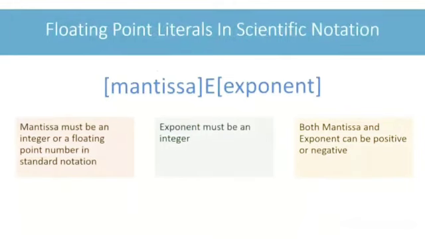In scientific notation, the floating point literal consists of two parts: the mantissa and the exponent. The mantissa must be an integer or a floating point literal in standard notation. It is followed by the letter E and then the exponent is written. The case of letter E doesn't matter. It can be written in either uppercase or lowercase. Exponent must be an integer. Both the mantissa and the exponent can be positive or negative.